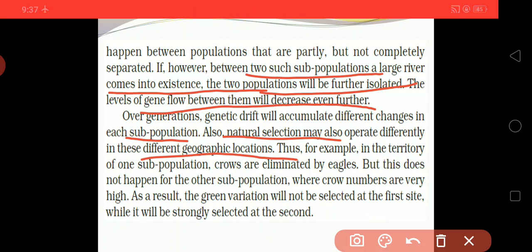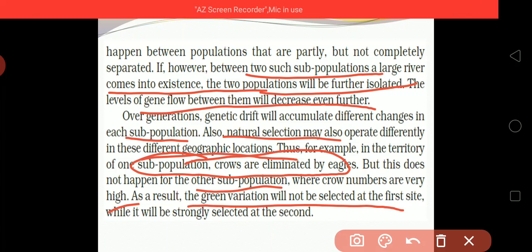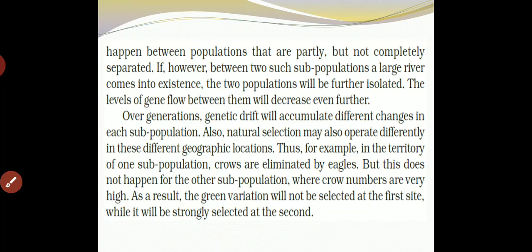in each geographic location. Thus, for example, in the territory of one subpopulation the beetles are eliminated by the crow. But this does not happen for the other subpopulation, where crow numbers are very high. Okay, one beetle is eliminated from the ecosystem, but the rest of them are still there. So as a result, the green variation will not be selected at the first site, while it will be strongly selected at the second.